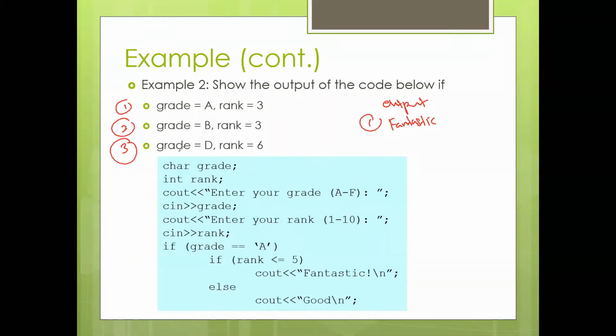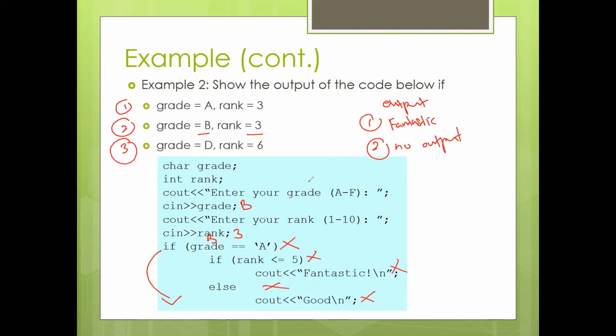Number 2 gives you grade equal to B, rank equal to 3. So we input grade B, rank 3. So if grade equal A, adakah B sama dengan A? Tak. Bila tak, dia tak akan masuk yang ini, dia tak akan masuk yang ini, so dia tak akan keluar apa-apa. Jawapan dia no output. Itu jawapan dia.